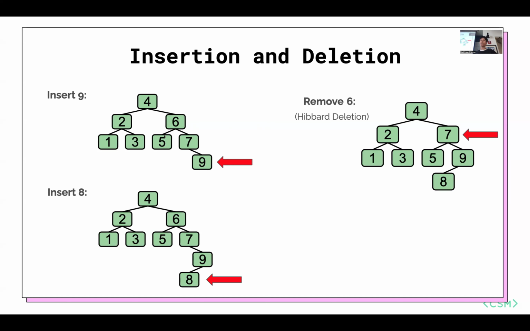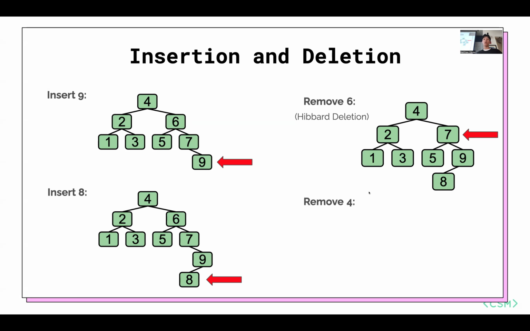So we can either exchange 6 with 5, which is the greatest value in the left subtree, or 7, which is the smallest value in the right subtree. Since this subtree is greater, I'm going to choose 7. So then we replace 6 with 7, and then we connect the 7 subtree, which is this portion, to this node, which we now replace with 7. So it's going to look like that.